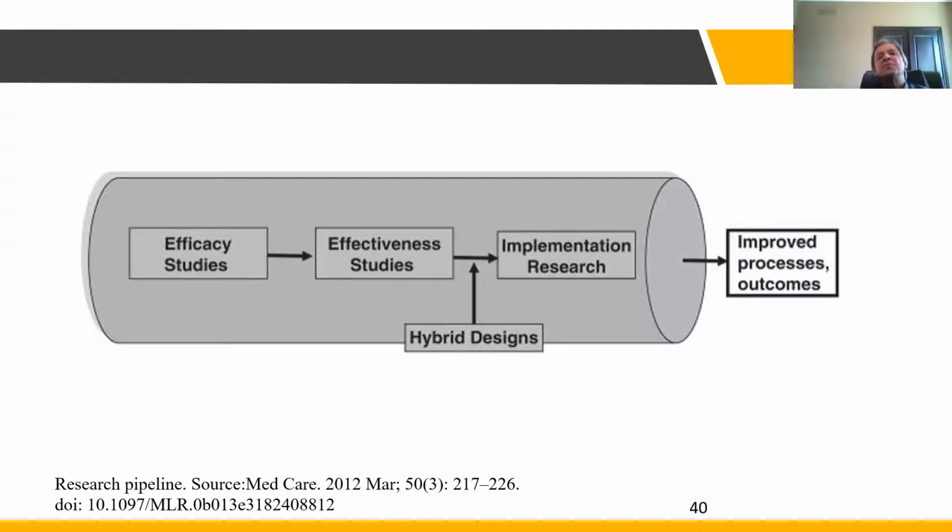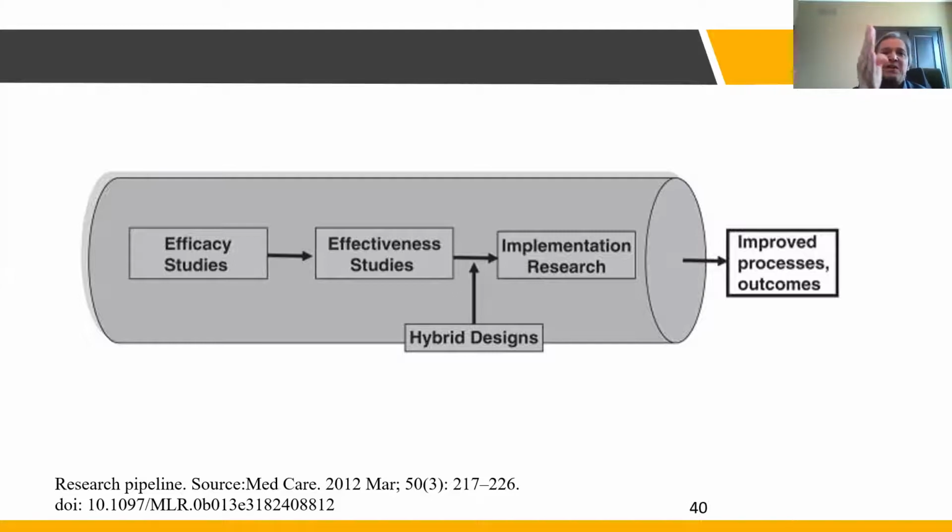Here, you still control some of the elements, but you have a real world situation. That's your effectiveness trial. And then you go to the hybrid design, and the implementation research is really the exploration of what happened once this is scaled to a level never seen before in the real world, and you don't have control of all the elements of implementation. And then you just need to evaluate those elements of implementation.